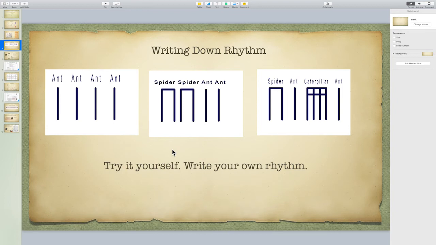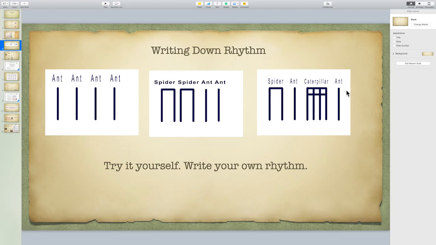Hang on. So this is it on a recorder on the note B. And that's how you could write down rhythm. Now you can try it yourself.